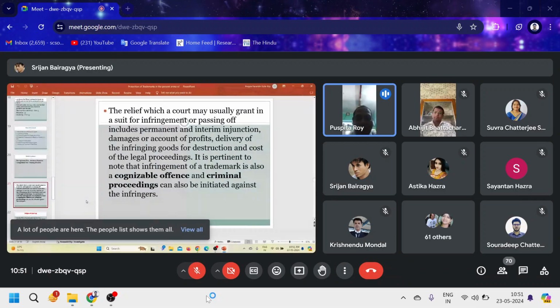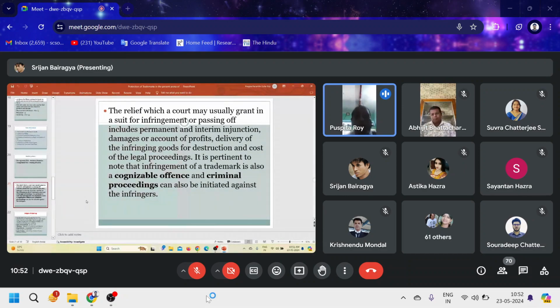So I think I have been able to give some idea relating to trademark. What is trademark? What is the object of trademark? And the process of registration of trademark. The object of trademark is very important. Now, next slide, please.